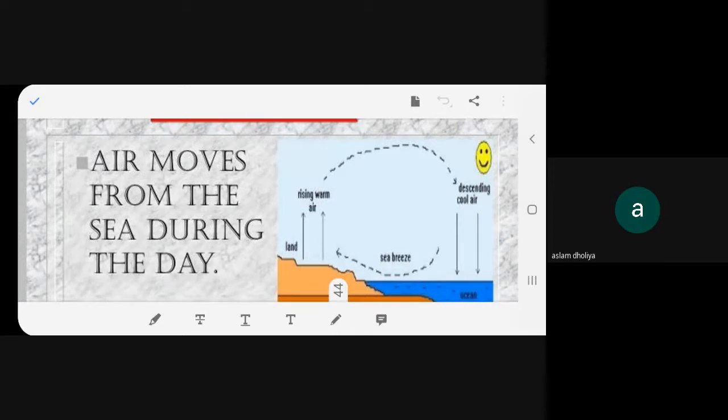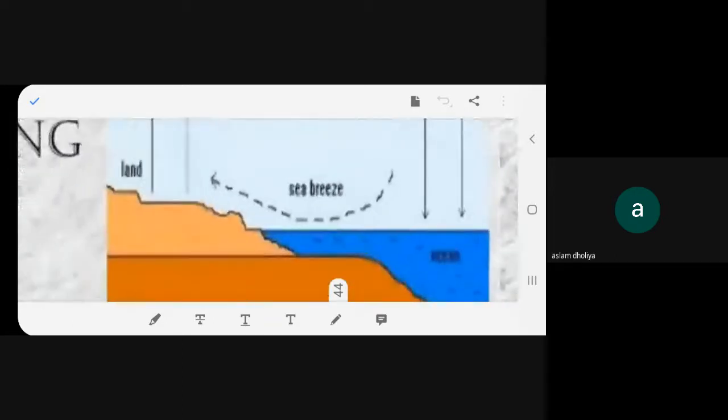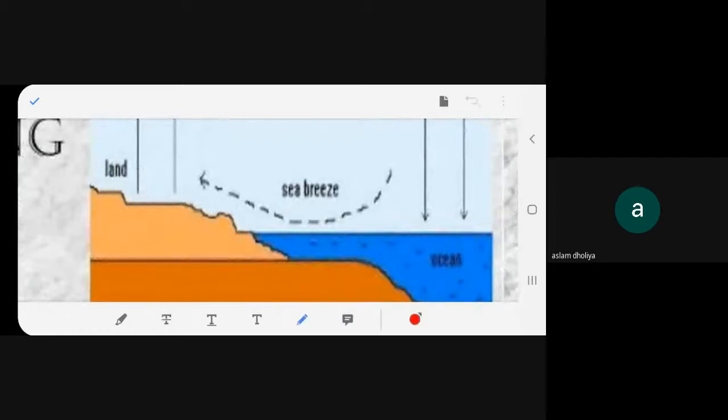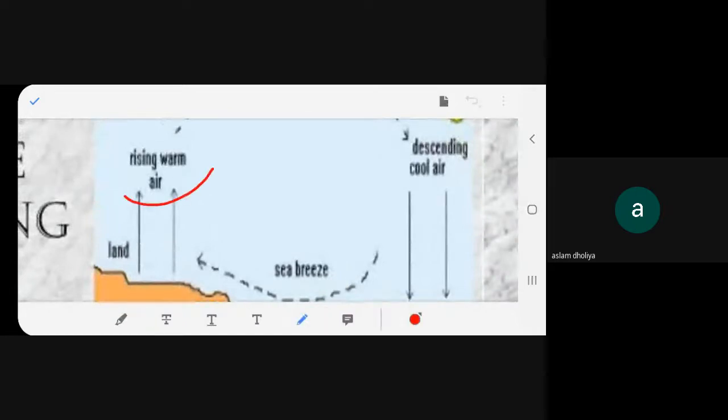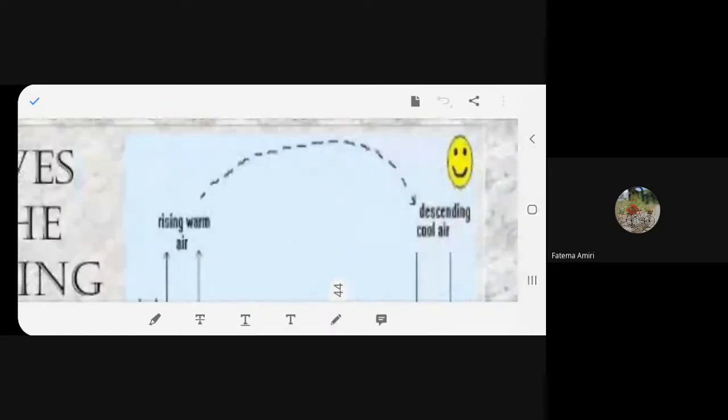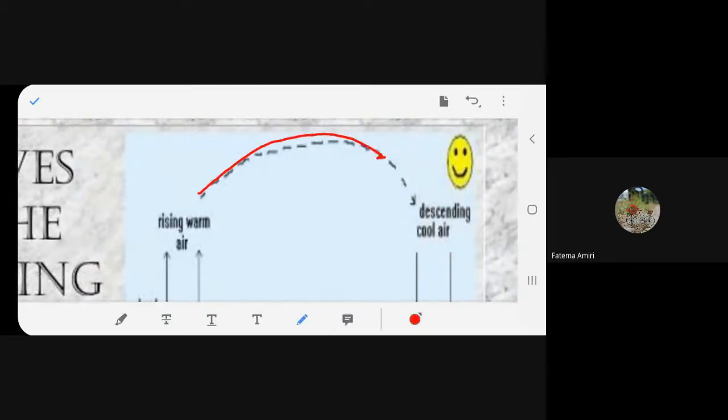Okay. So we go one by one. This is the ocean and this is the land, right, beta? Yes. Okay. Now we'll go one by one. So from the land, what is happening? Warm air is rising, right, beta? Yes. Okay. Then it goes up. And when it goes up, the temperature reduces. And then it comes down because it has become heavy. So it is descending cool air.